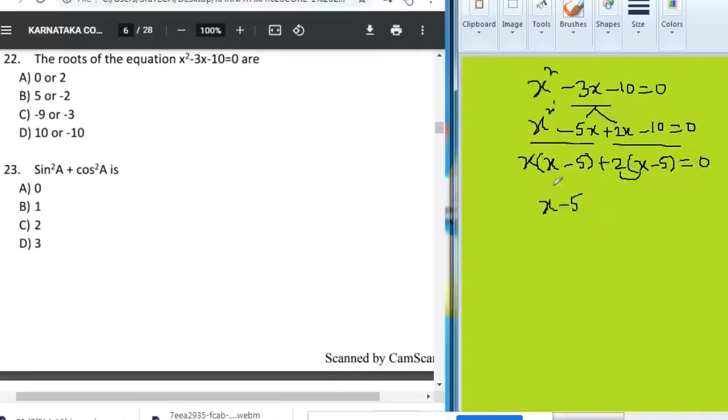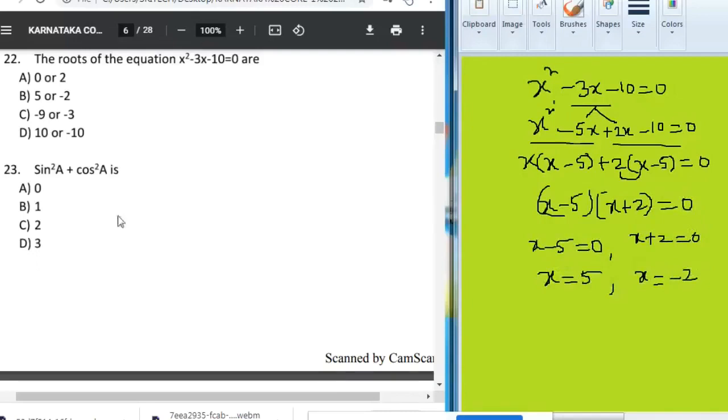So in both cases x minus 5 is the common factor, and I will write it as x minus 5 times x plus 2, which is equal to 0. So equating each factor with 0, the x value will become 5 and minus 2. The correct option is B, 5 or minus 2.